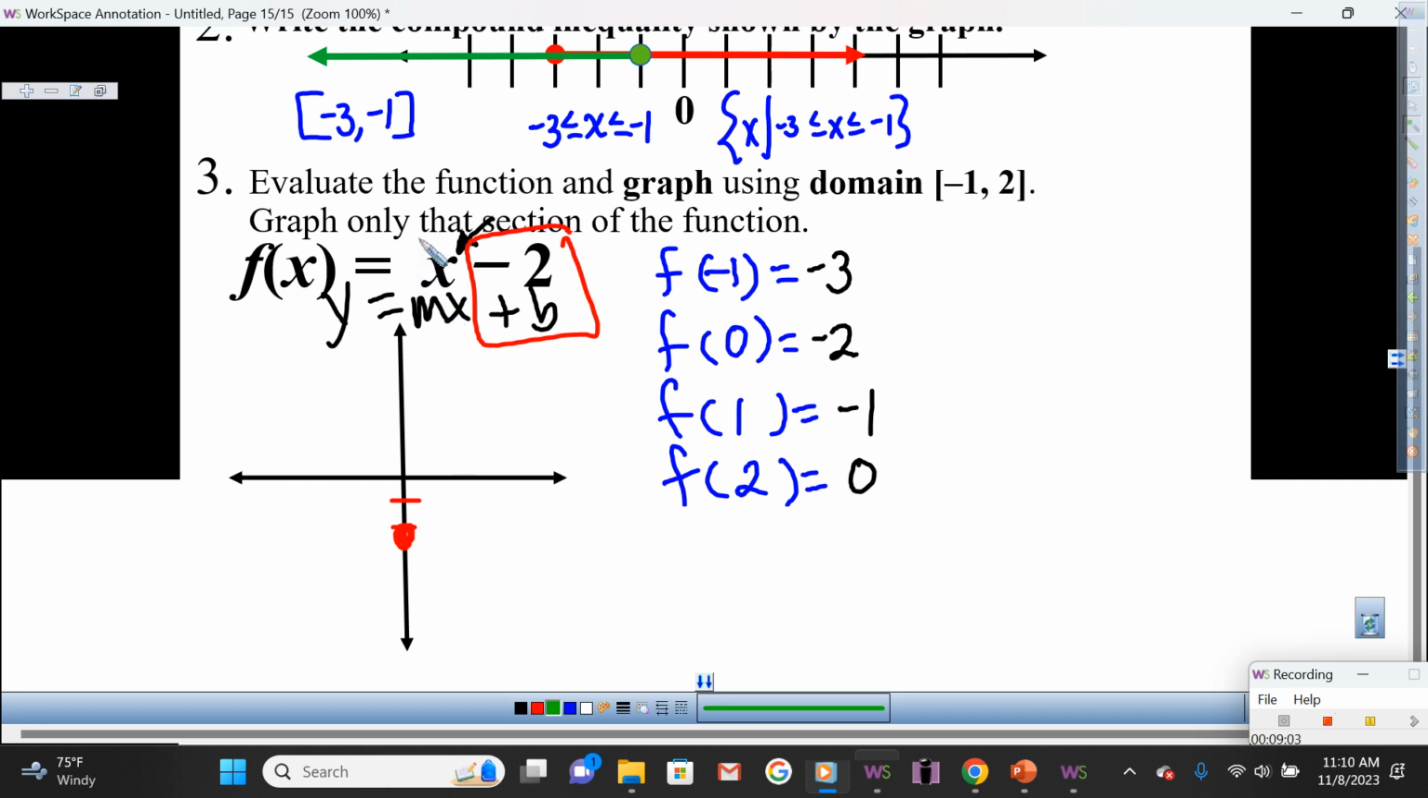You go what? 1 up, yes, 1 up. How many to the right? 1, that is correct. 1 up, 1 to the right, plot your point, do it again. 1 up, 1 to the right, plot your point, do it again. 1 up, 1 to the right, plot your point, graph your line. Hands, have you got that by yourself? Yeah, by now we're experts at this, yeah?